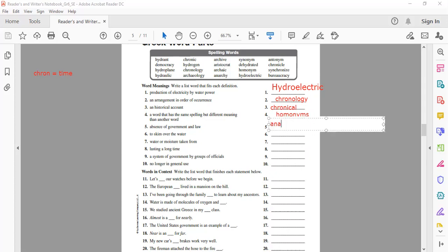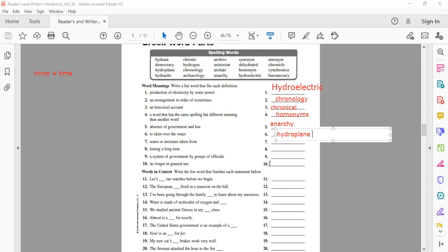Anarchy means chaos. To skim over the water: if I have an airplane that can sometimes go in the sky and sometimes go over the water, what do I call it? Water and plane. What is the word? Hydroplane. Yes, excellent. Hydroplane. Very good.